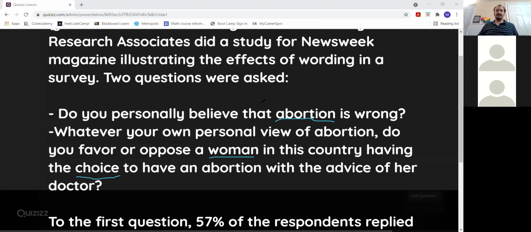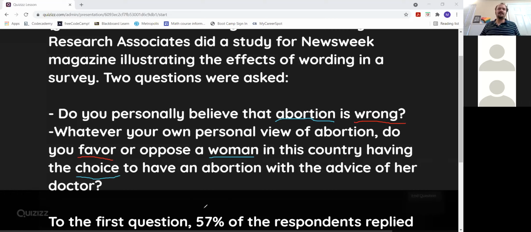But there are other words in here too that are kind of leading you. Do you personally believe that abortion is what? Wrong. Yeah, right. So we see this word wrong. What is that suggesting? It suggests to the person answering this that abortion is wrong, right? And if we read the second one, do you, I think that word right there, favor. We want to favor people's rights.